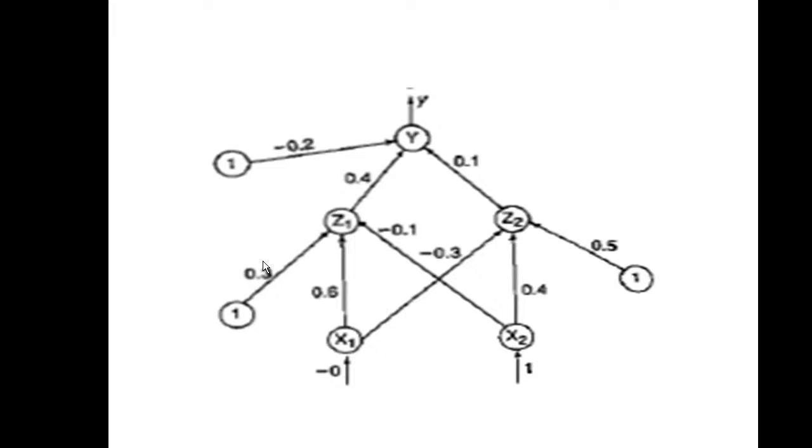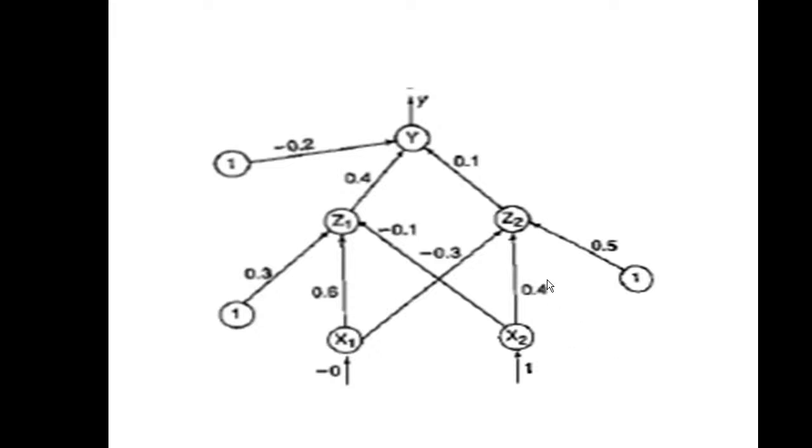Now similarly for this Z2 we are going to write. For this Z2, first we will write from this X1. From X1 it's coming minus 0.3, and from X2 it's coming 0.4. So V22 is 0.4. This is V12. V12 is minus 0.3, V22 is 0.4, and this VO2 is 0.5.